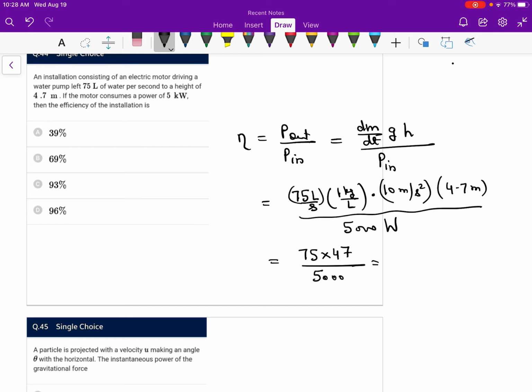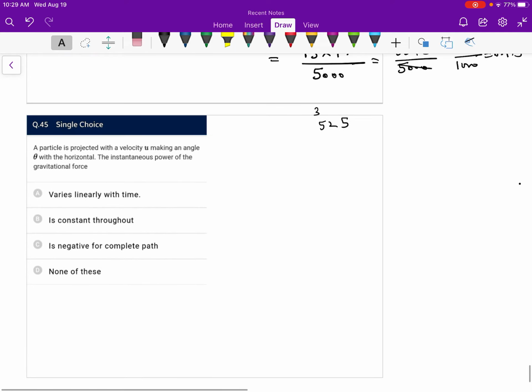Okay, so 75 sevens are, 7 fives are 35, 7 sevens are 49, 3 52. So 75 sevens are 525, 5 carry forward, 52, 75 fours are 300, 352 upon 5000. Now this is upon 1000, so this is 0.715. So the closest option is 69%.